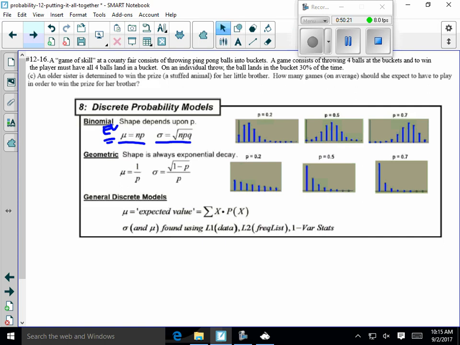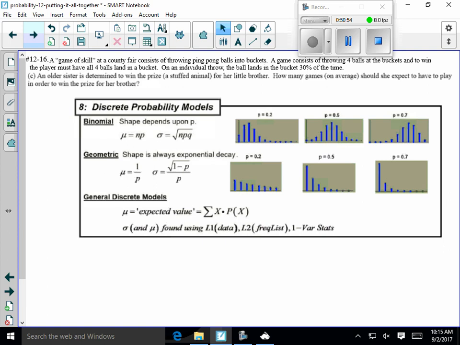I jumped right into the binomial, but let's just double check that assumption. That would mean that we're going to play a certain number of games and we're going to win a certain number out of that. Is that really true in this case? This doesn't say that the older sister is going to play 20 games, and what's the probability that she will win at least one of the 20 games? That doesn't say that at all. Actually, it doesn't give us a total number of games. It just says she's determined to win the prize.